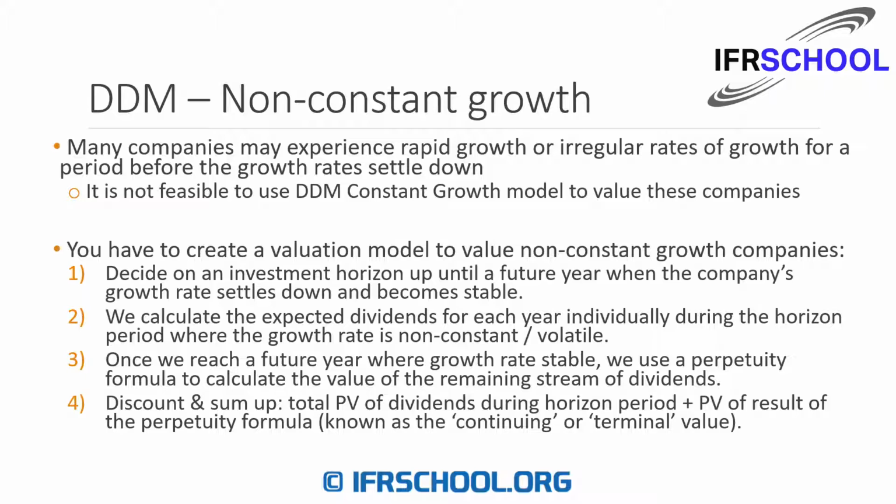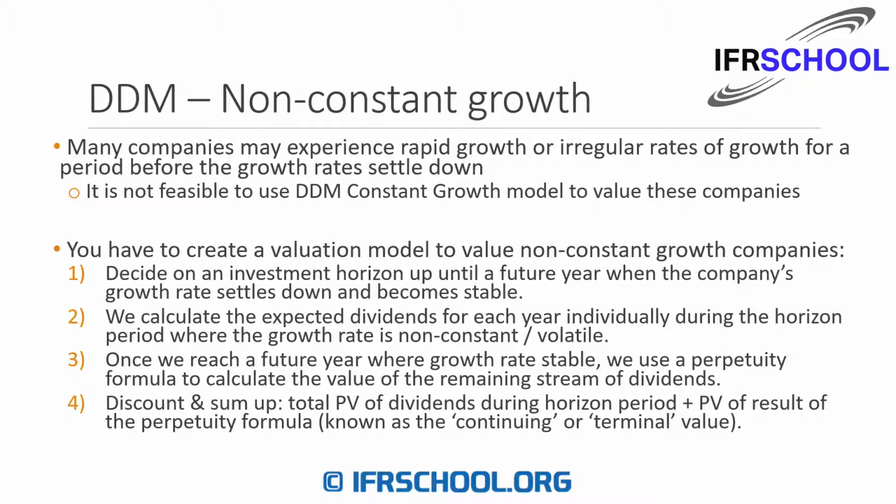We then have to calculate the expected dividends for each year individually during the horizon period where the company's growth rate is non-constant. Once we reach a future point in time where the growth rate becomes stable, at that point we can use a perpetuity to calculate the value of the remaining stream of dividends.